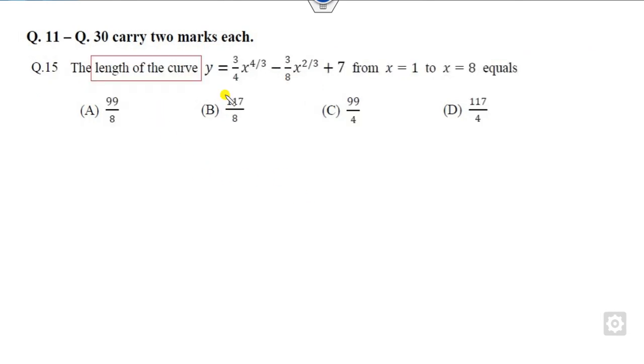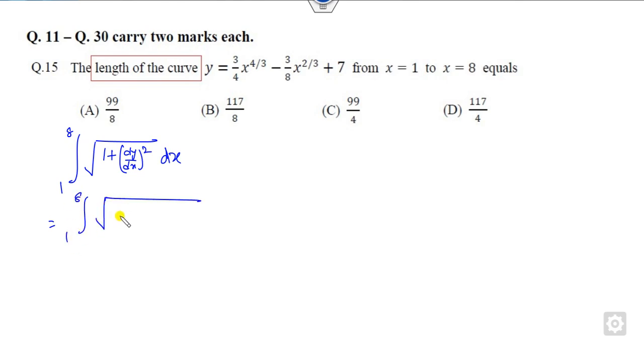Look at another one. You have to find the length of the curve. All of you know what the length of the curve is. This is nothing but the integral of the square root of 1 plus dy upon dx whole square, and the limit is from 1 to 8. Now what you can do is simply find this dy upon dx. What is dy upon dx? If you calculate it, you will get x to the power 1 by 3 minus, what is that? The 2 cancels out.